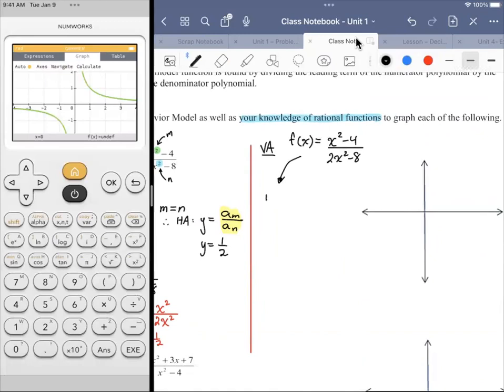So if I factor out the bottom, f of x is equal to x squared minus 4 over 2 times x squared minus 4. Now, if I'm just following the approach, ignoring any common factors, I might look at this and say, oh, okay, well, he said to take the bottom and set it equal to 0. Take that, set it equal to 0.